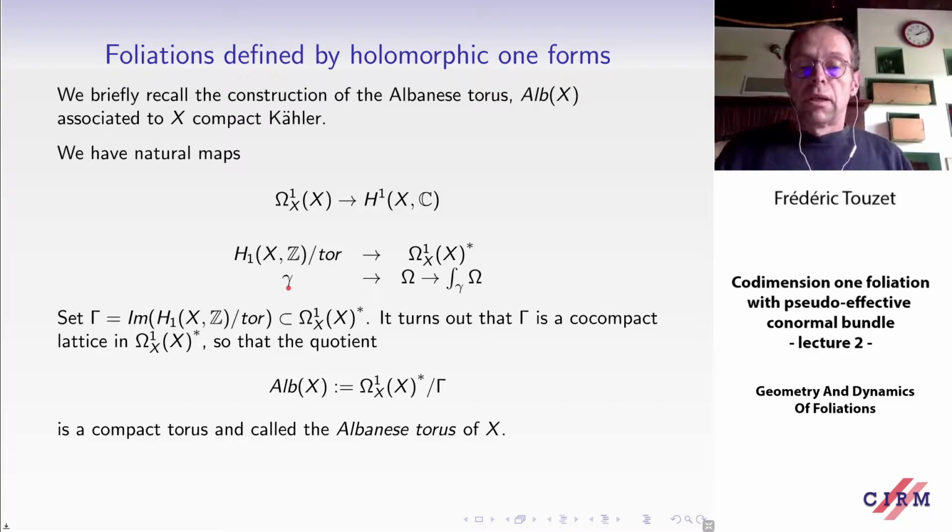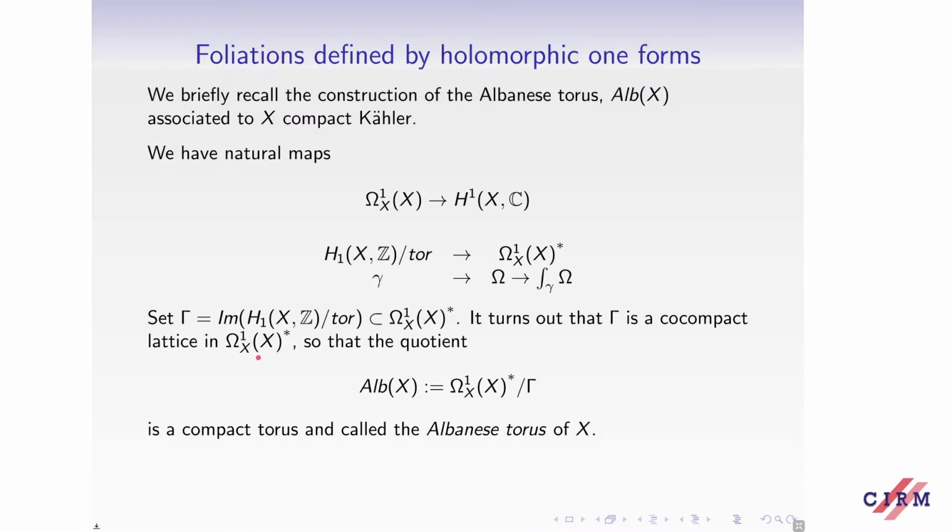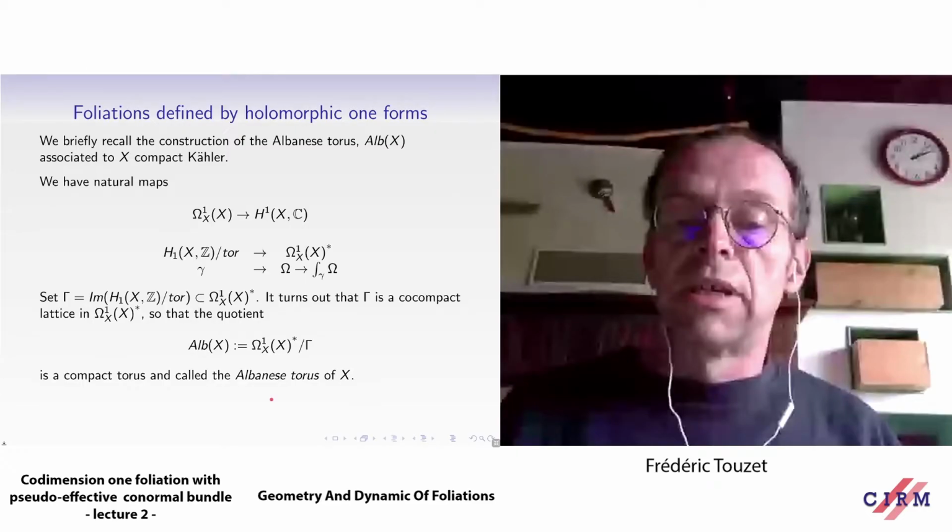Okay. So as a consequence of the theory, the image of this morphism is a co-compact lattice in the dual of the space of one-forms. So we can consider the quotient, which will be denoted by Alb(X). And because this Gamma is a co-compact lattice, a free abelian group of rank equal to the dimension of the space of holomorphic one-forms, the quotient is a compact torus, which will be called the Albanese torus of X.